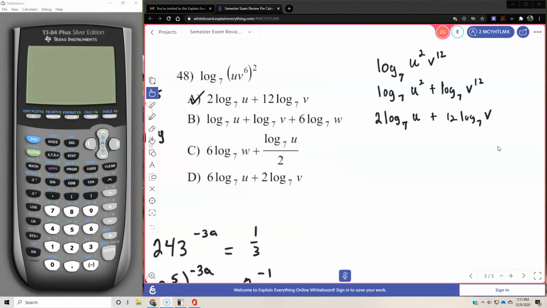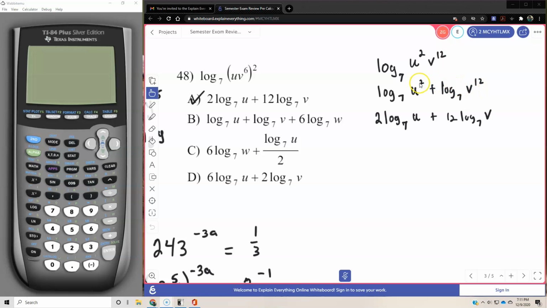We have log base 7 of the quantity uv raised to the 6th power, and that's raised to the 2nd power. And we want to expand this logarithm. So what do we have? We have log base 7 of u to the 2nd, v to the 12. And since it's the product property, we can separate it into 2 logarithms because it's the same base. We have log base 7 of u to the 2nd plus log base 7 of v to the 12.